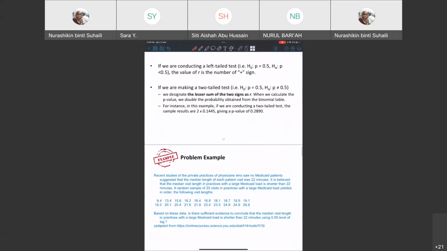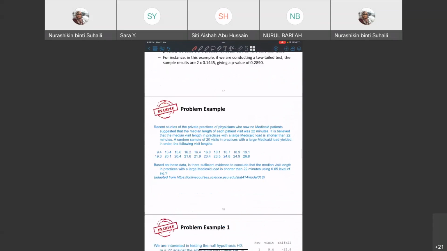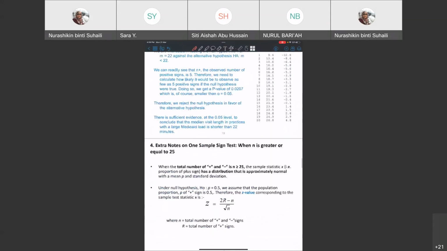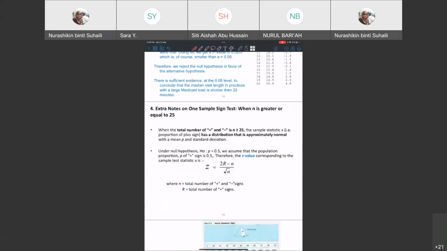So there are some more examples of problems that you can try by yourself. Okay, I don't want to go through that. Okay, the last part here. So extra notes on one sample Sign test when n is greater or equal to 25.